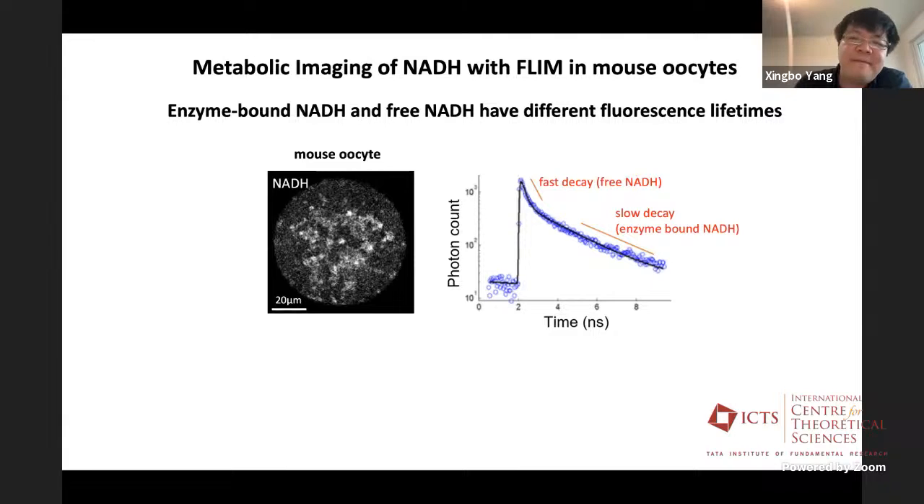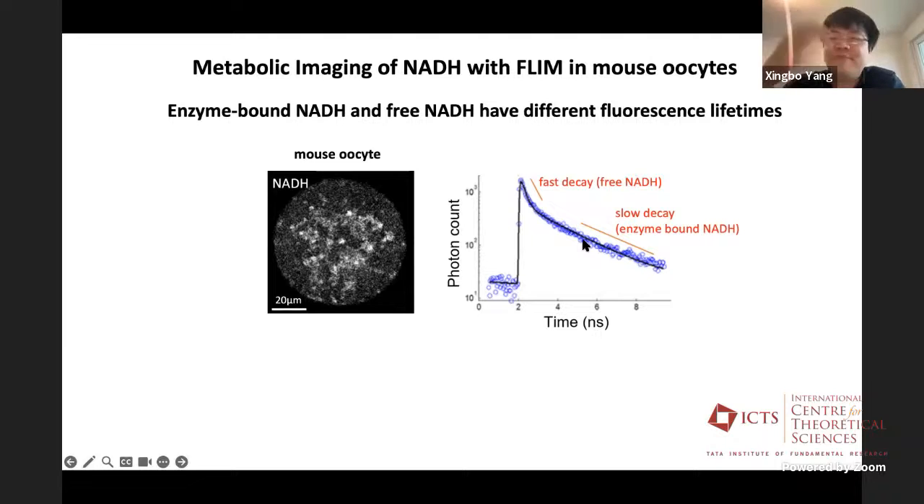Indeed, you have a fast decay component and a slow decay component, right? This is a semi-logarithmic plot. If there were only one decay time scale, you should see just a line with one slope. But apparently you have more than one slope. Minimally, you can consider it as two slopes: fast decay and slow decay. The fast corresponds to free NADH, and the slow corresponds to enzyme-bound NADH.